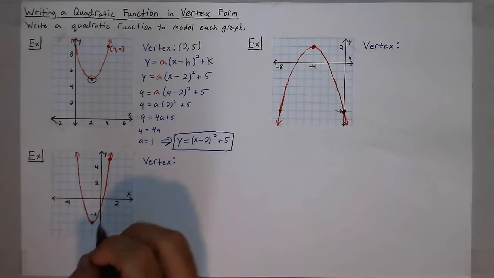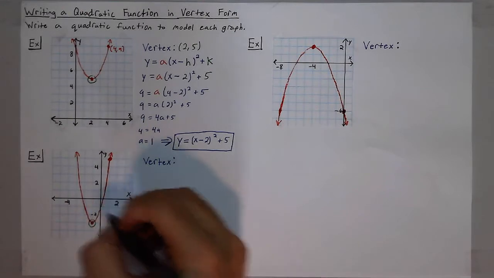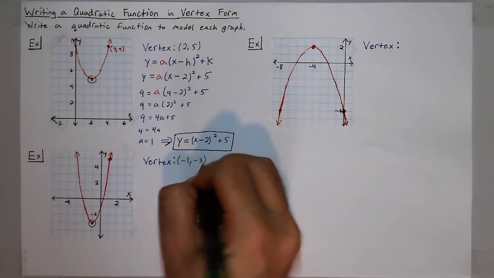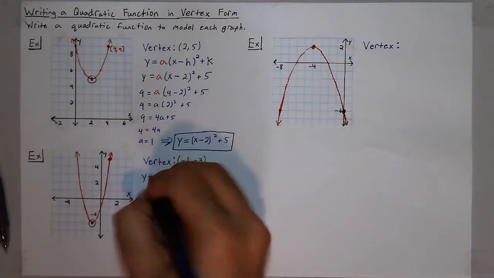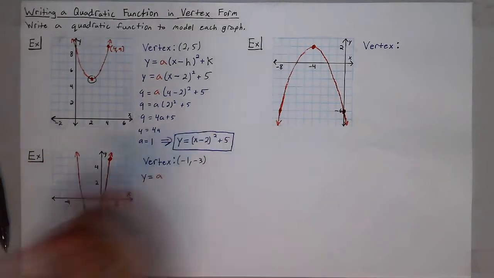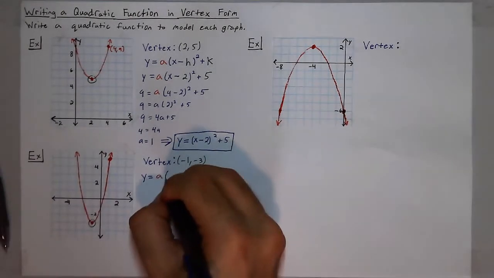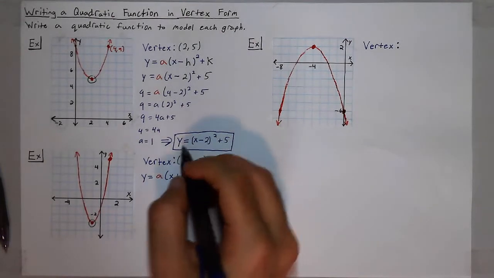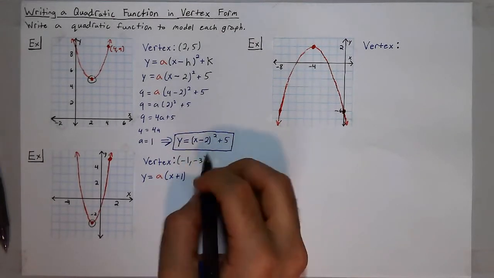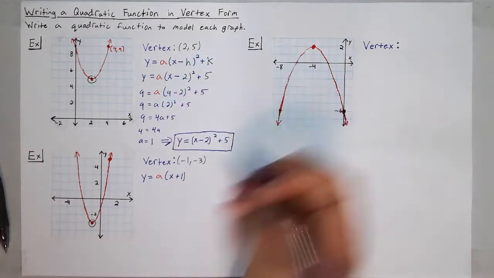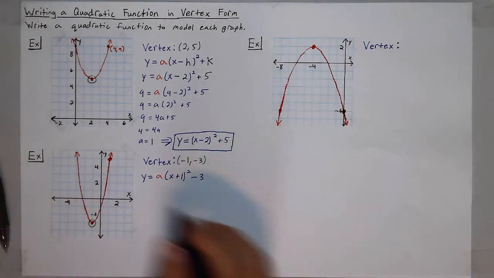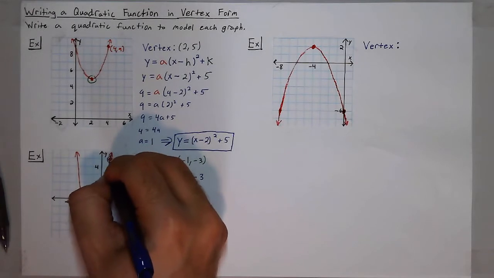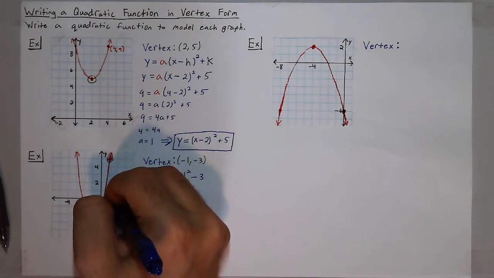We'll see here that our vertex is at the point -1, -3. So when I go to write this function, y is equal to a times x plus 1, because remember we have to subtract the 1. So it would be x minus -1, which is x plus 1, and then minus 3 on the outside. But now we have to figure out what this a value is, and we have a perfect candidate for a point up here, which is at 1, 5.